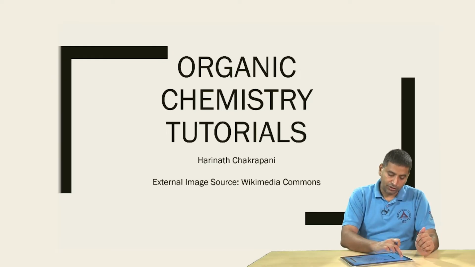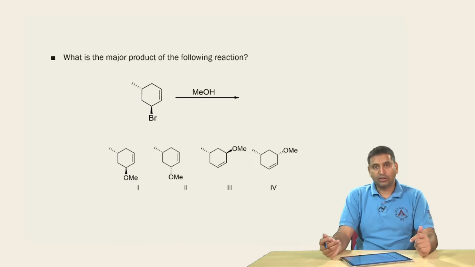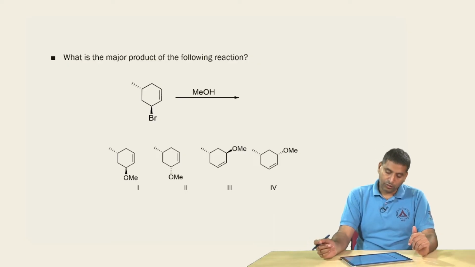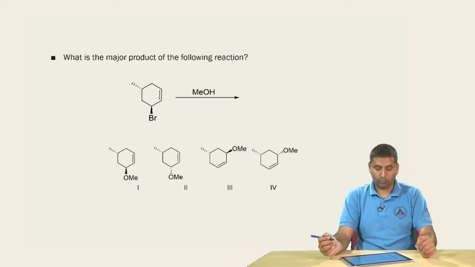The first question here is the reaction of this bromide, as shown here, with methanol. There are 4 choices given. Before we get into these choices, let us first try and work out the mechanisms ourselves. The starting material is a bromide, and something special about it is that it is actually an allylic bromide. You may want to think about that before you start solving this problem.